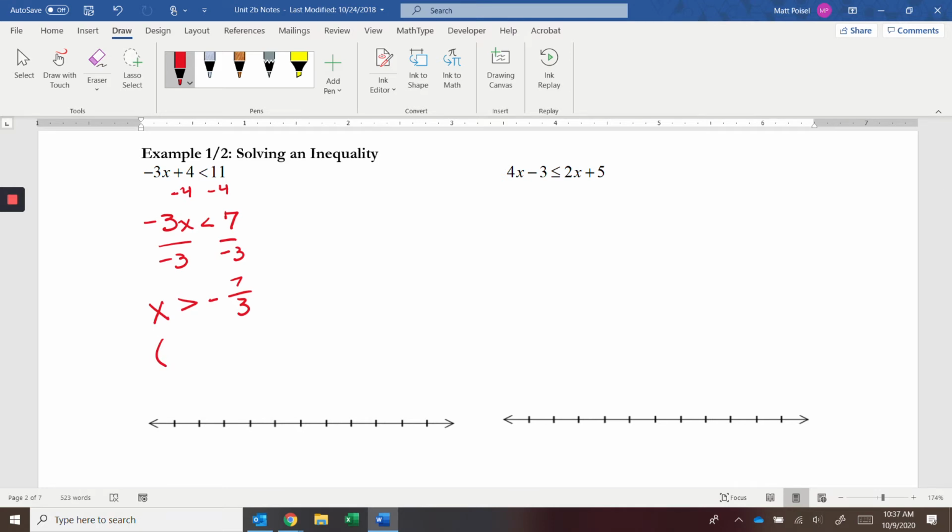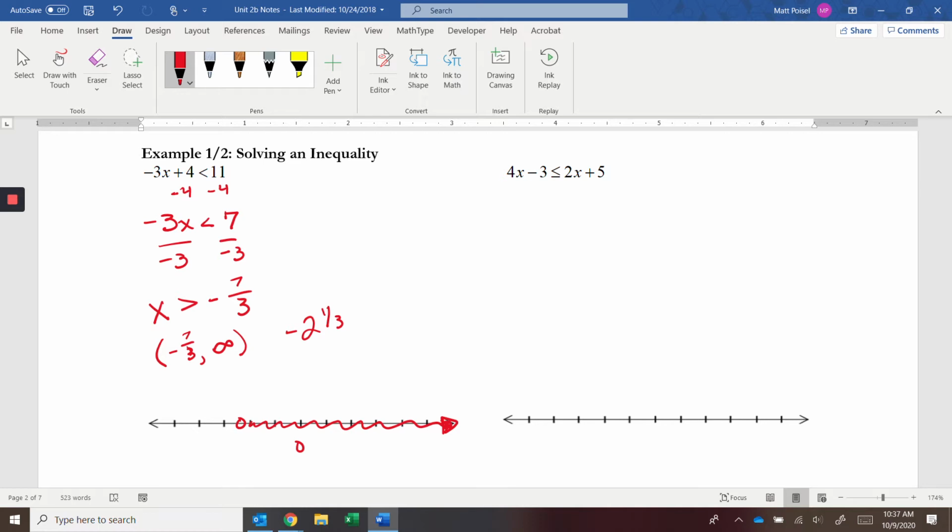So x is greater than negative 7/3 means I'm going to start at negative 7/3 and I'm going to go on forever to infinity. In terms of graphing it, I'm going to put a 0 here about in the middle. Negative 7/3 is actually negative 2 1/3. So I'm going to go just a little bit past negative 2. So negative 1, negative 2. Open circle, and then we're going to shade the numbers that are bigger than negative 7/3, and so that's going to go to the right.